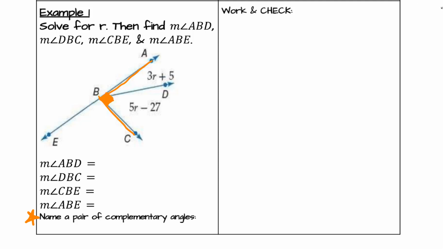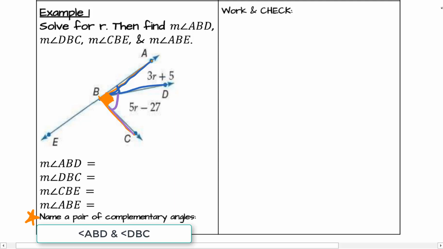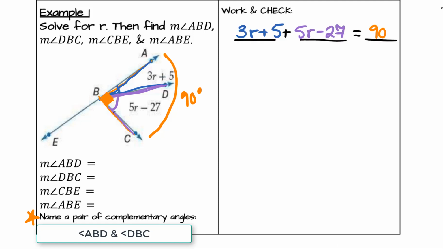It measures 90 degrees. That means that the two angles that make up our 90-degree angle, our right angle, would be complementary. Two angles that add to equal 90 degrees. Now I have a relationship for which I can solve for r. I have part plus part equals whole. These two angles again are complementary, so they add to equal 90 degrees.